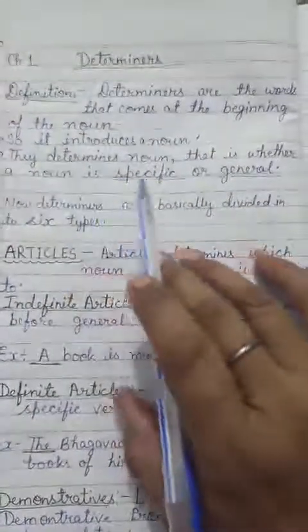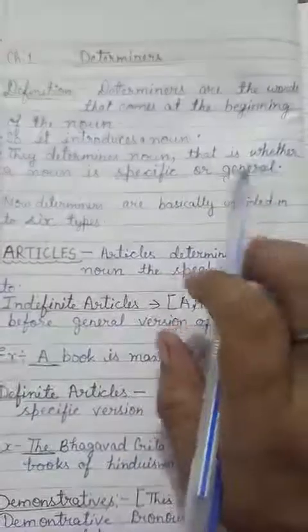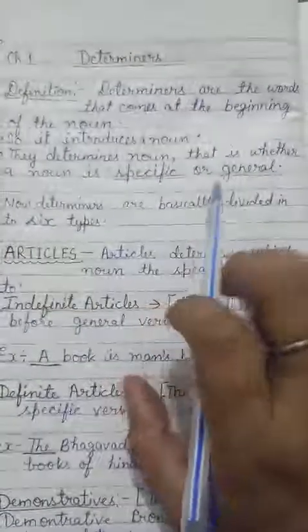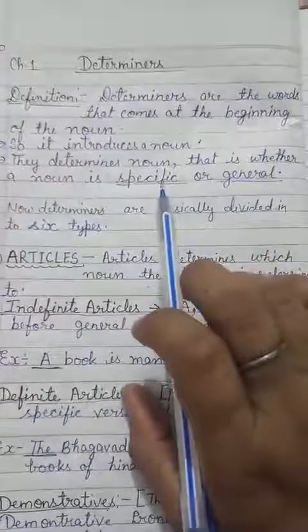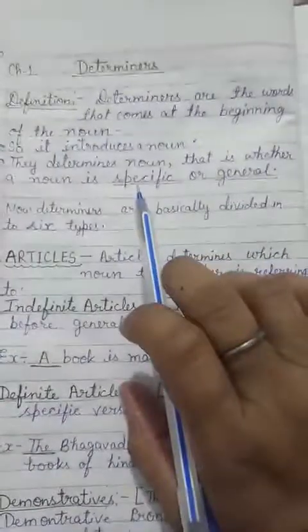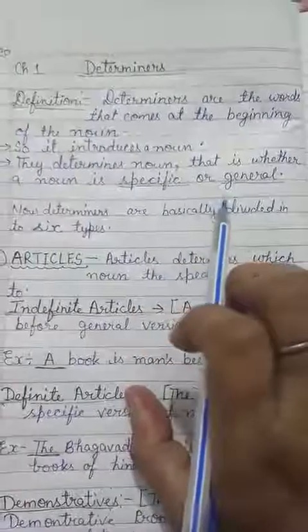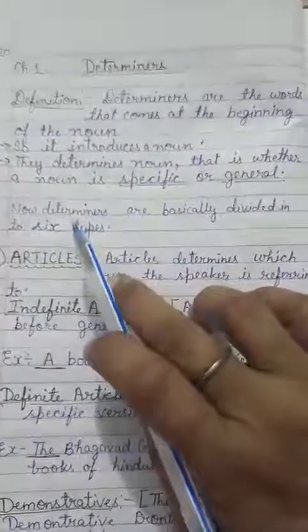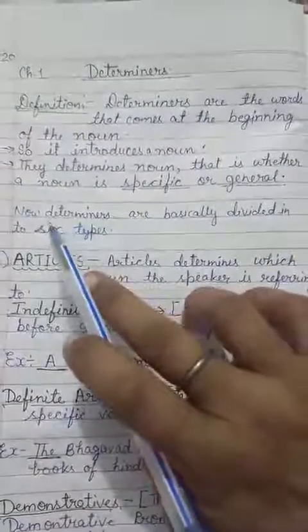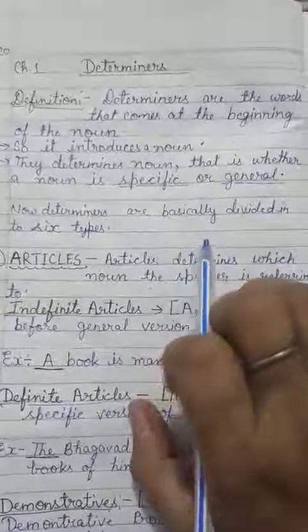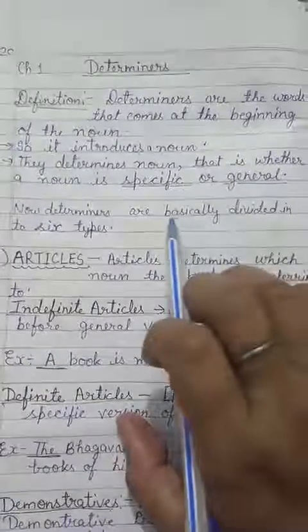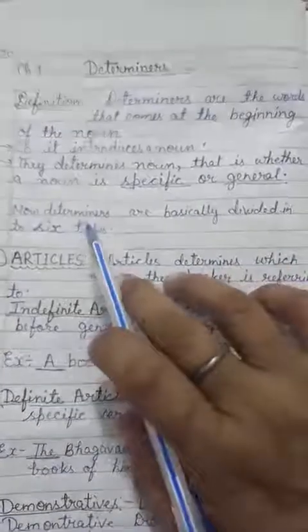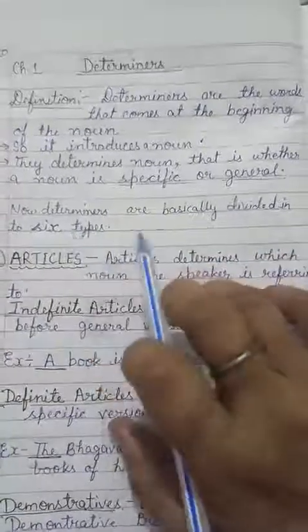They determine the noun, that is, whether a noun is specific or general. Means determiners tell you about the noun, that the noun is a specific or a general noun. Now you see its kinds. Determiners are divided into 6 types.